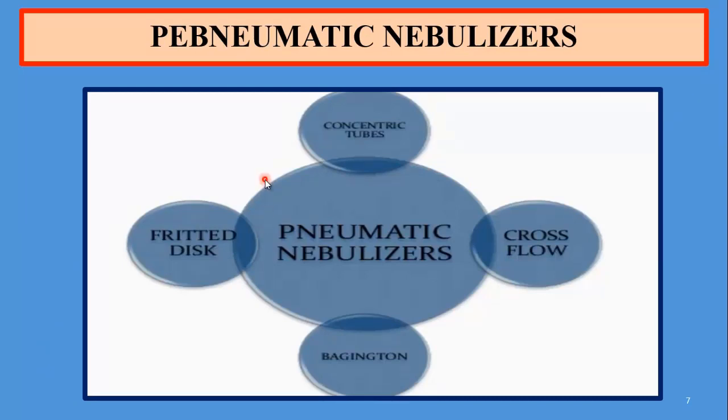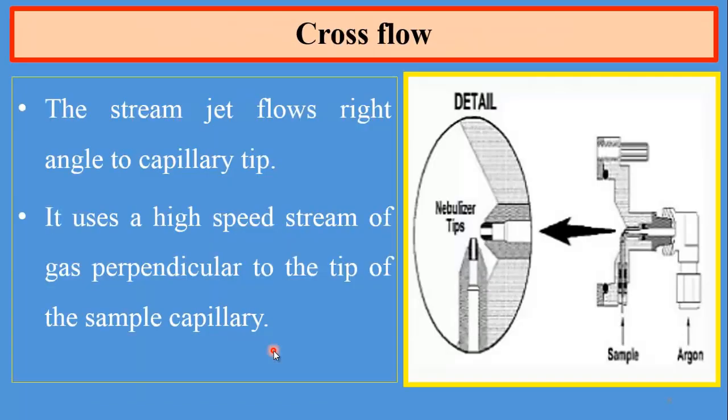Four types are used for pneumatic nebulizer: cross flow, concentric, fritted, and Babington. First pneumatic type is cross flow. In the cross flow nebulizer, the gas jet flows at right angle to the capillary tube. As you see in this diagram, this is the sample and this is the argon gas. The gas comes here perpendicular to the sample inlet. So this is the main diagram of how it works.